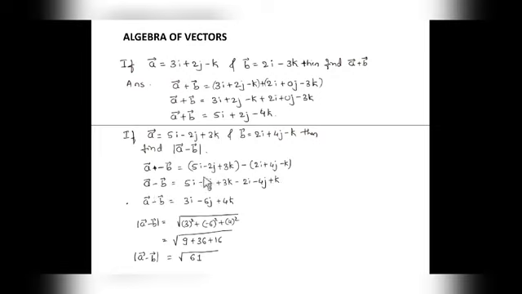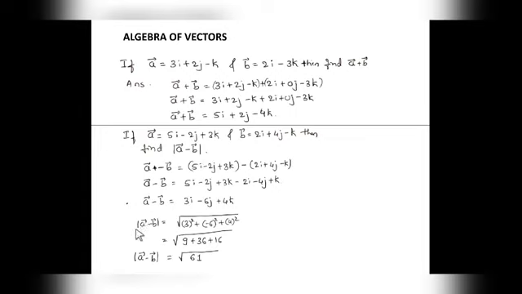Vector A minus vector B is equal to, now I'll open the brackets, this as it is, minus, I have to multiply with each and every element of vector B: minus 2i minus 4j and plus k. It will become 5i minus 2i is 3i, minus 2j minus 4j is minus 6j, and plus 3k plus 1k is 4k. We got vector A minus vector B, but they asked us to find out the magnitude as well.